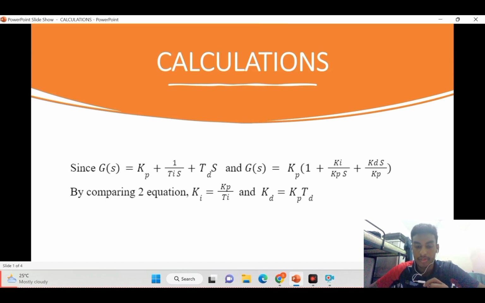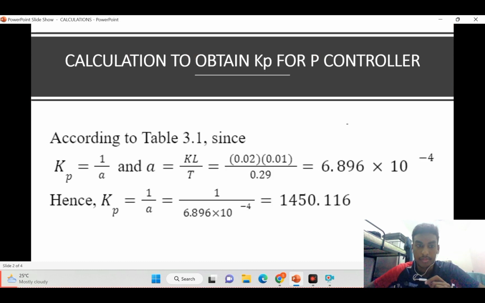I'm from Group 5. Today, I would like to explain the result and discussion, which is the calculation for our project, the PID controller. This is our main reference formula, G(s) equals Kp plus 1 over Ti s plus Td s, and G(s) equals Kp times (1 plus Ki over Kp s plus Kd s over Kp). We compared both equations. By comparing, we get Ki equals Kp over Ti and Kd equals Kp times Td.